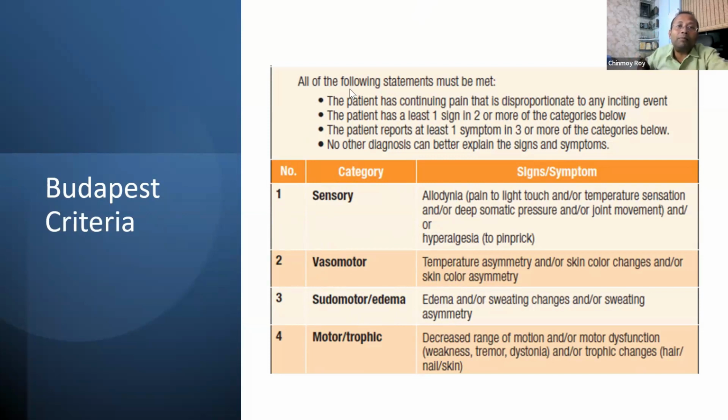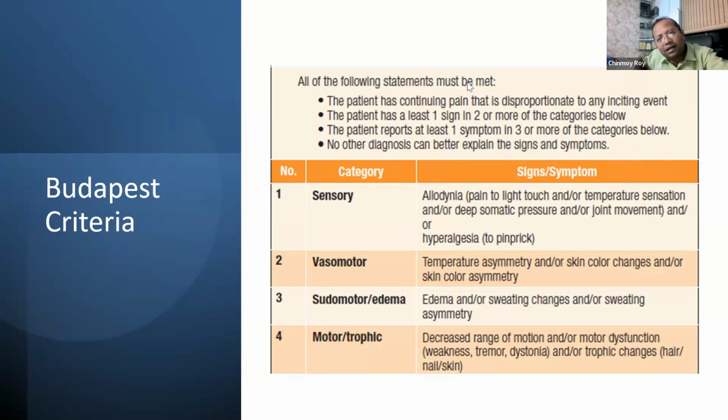And to make a diagnosis, the patient has continuing pain that is disproportionate to any inciting event. That is necessary for any neuropathic pain. This is always found: the inciting event is now healed, say after a fracture it is healed, but the pain is continuing. Then, this is important, the patient has at least 1 sign in 2 or more categories, and 1 symptom in 3 or more categories. And no other diagnosis can better explain the signs and symptoms, so ruling out differential diagnosis.